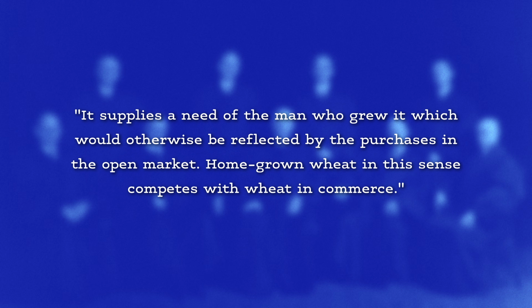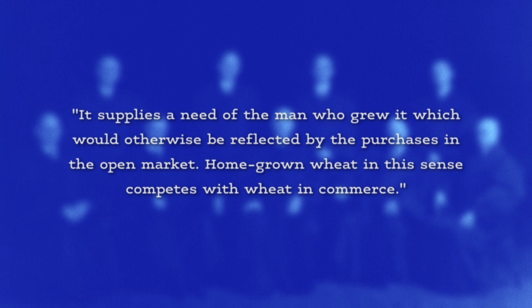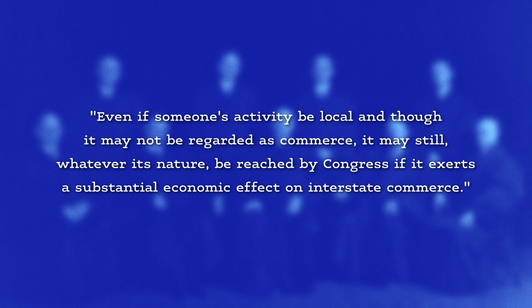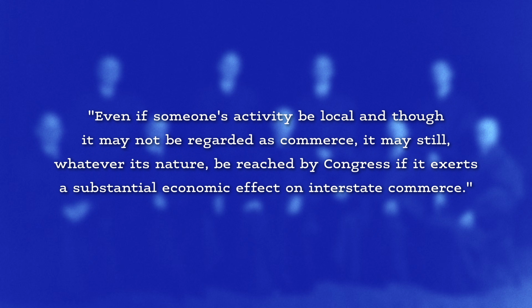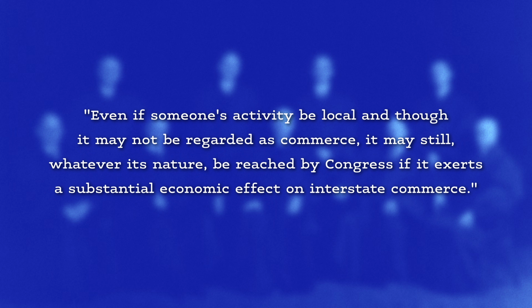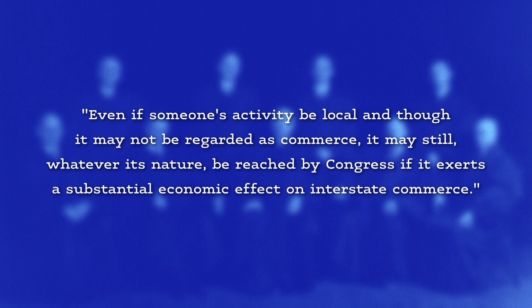Homegrown wheat, in this sense, competes with wheat in commerce. Thus, even if someone's activity be local, and though it may not be regarded as commerce, it may still, whatever its nature, be reached by Congress if it exerts a substantial economic effect on interstate commerce. So now, under this principle, if anything in any way affects interstate commerce, it's now under the control and authority of US Congress. And to me, this is insane. I'm just gonna say it.